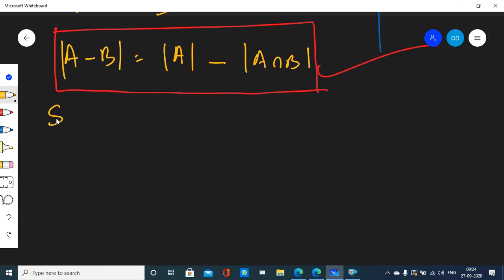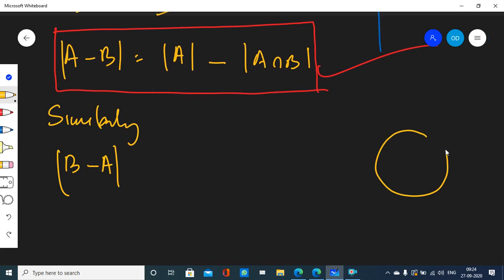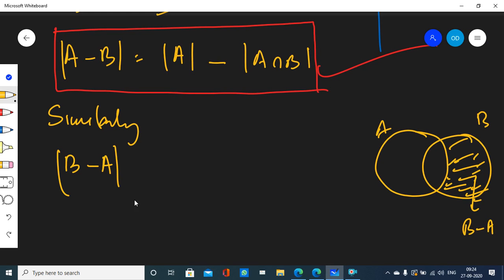Similarly, cardinality of B minus A. B minus A means what? This one. This is B minus A. This is A, this is B, and this is B minus A. Cardinality of B minus A. Similarly, you can see the pattern here: cardinality of B minus cardinality of A intersection B.